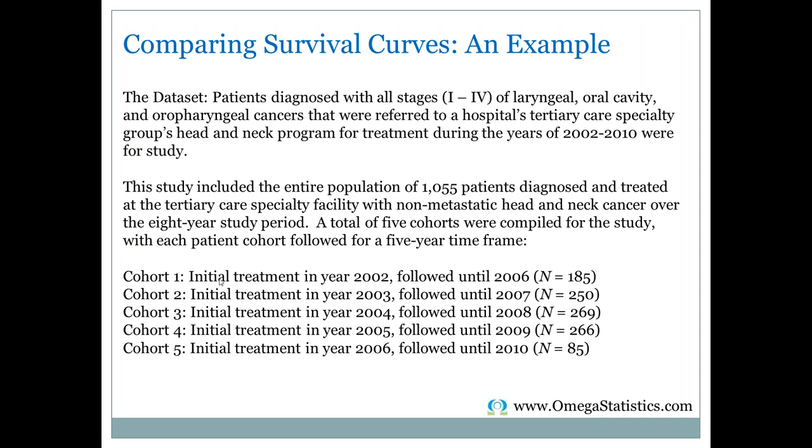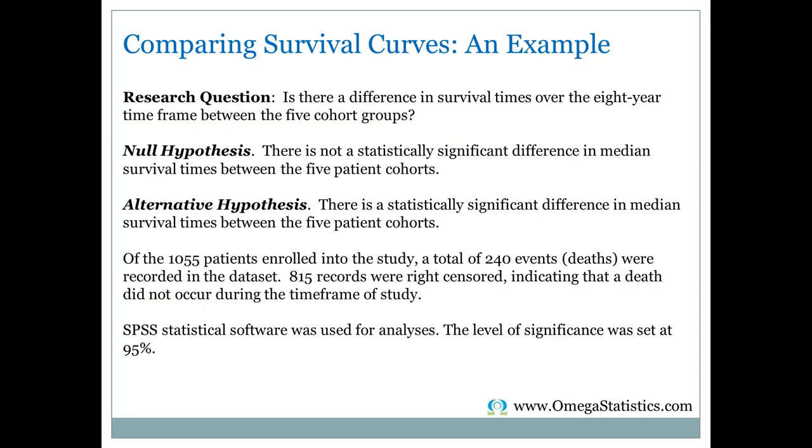So cohort 1, they came in for their initial treatment in 2002, and then we followed them until 2006, and there were 185 in that group, and then so on and so on. We had people that came in at year 2003, followed them to here, and so on and so on. So these all add up to the 1,055. So my research question is, is there a difference in survival times over the 8-year time frame between those 5 cohort groups? So our study is 8 years, and we have 5 groups.